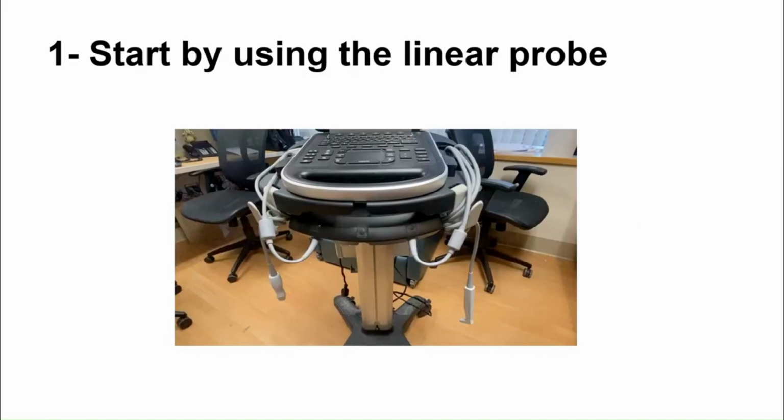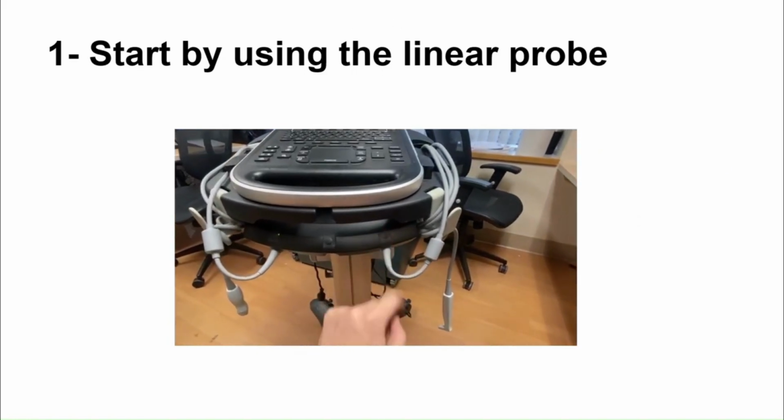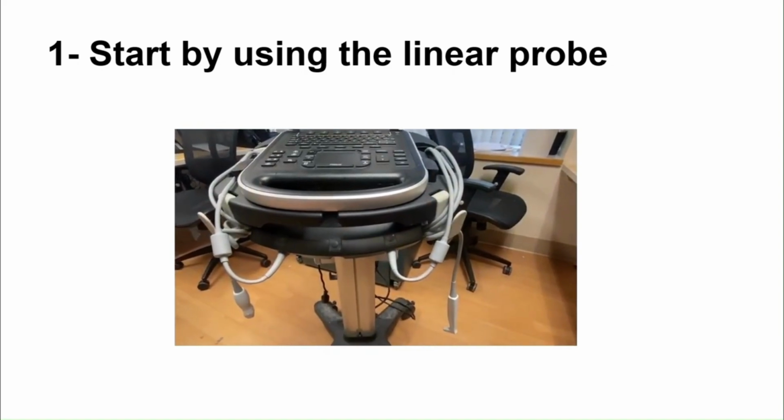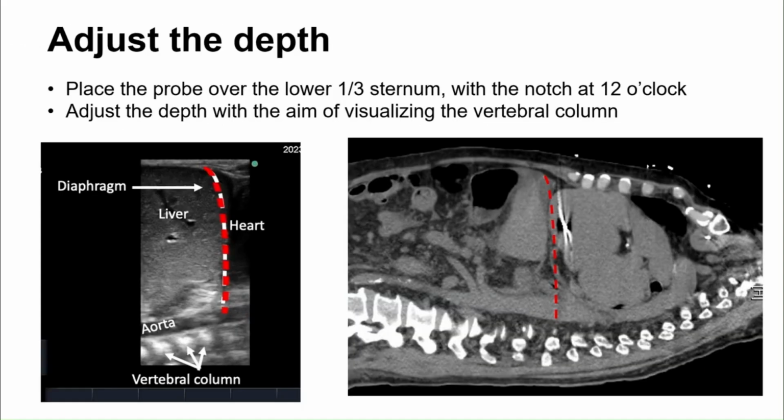First, start by selecting the linear probe on your ultrasound machine, as you see in the video. Then, adjust the depth by pressing the highlighted button. The depth will be based on the baby's weight. Now, place the probe over the lower 1/3 of the sternum with the notch at 12 o'clock. You should be able to visualize the vertebral column.